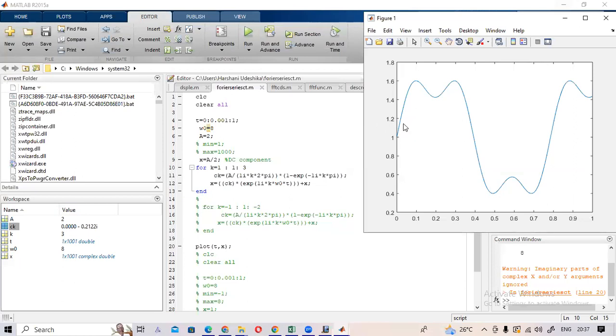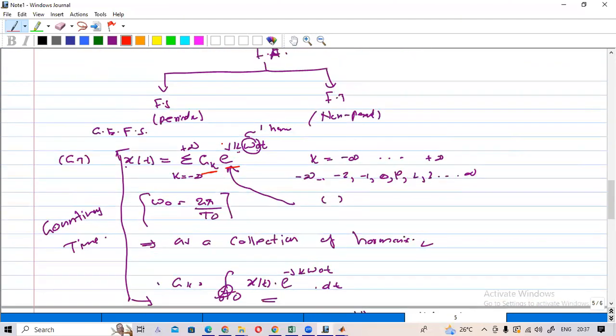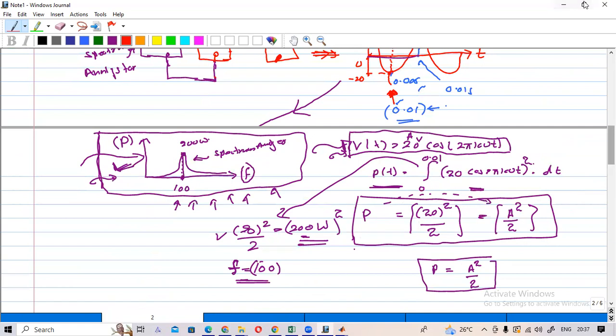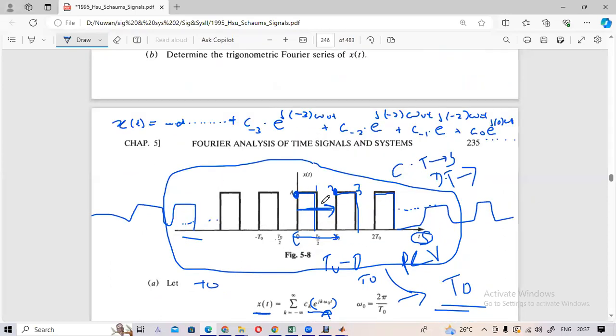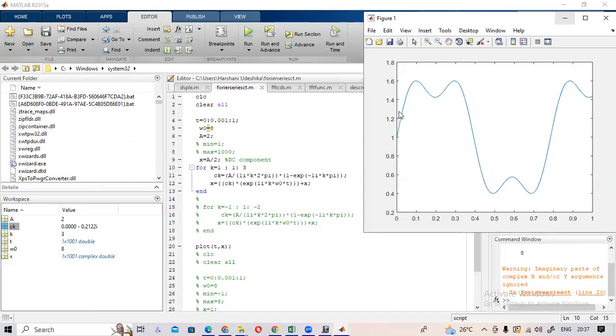Okay. Now you can see that it is somewhat equal to a, so you can see that the shape is there now. Okay. The shape is there. But there is a ripple, no?